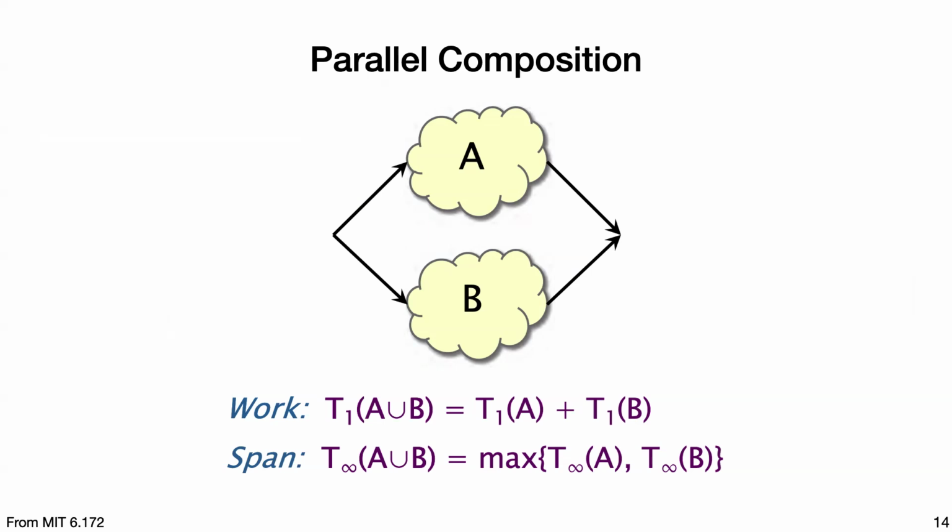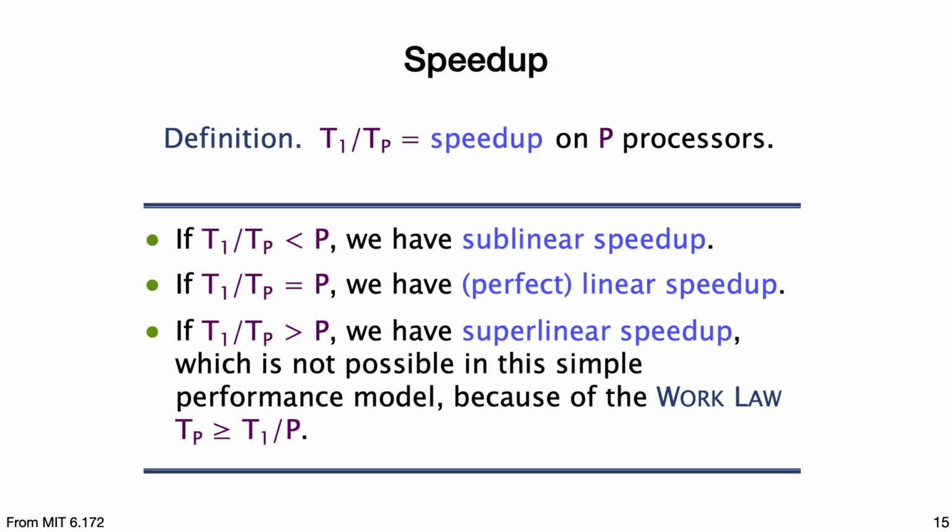That makes sense? Because imagine that each of these had a computation DAG inside. And so the span is the maximum path through the computation DAG, which is the max over the max path in here and in here. Yeah, we talked about this last time.